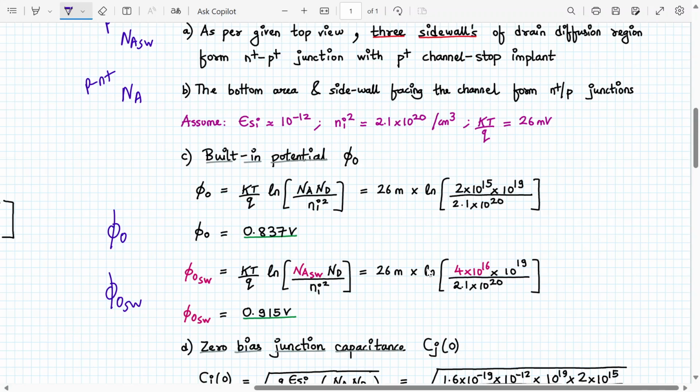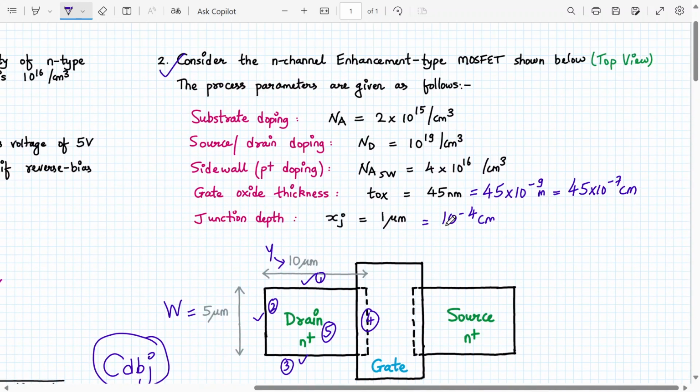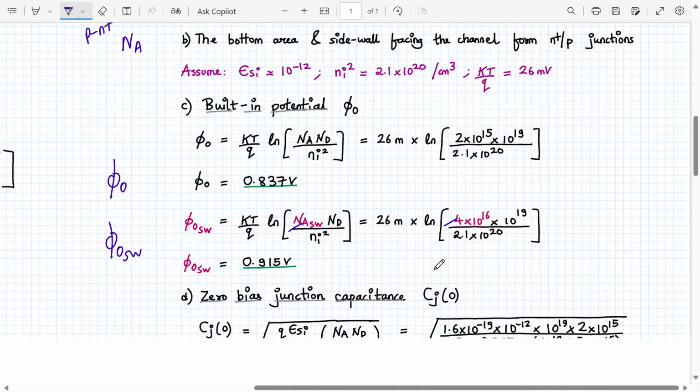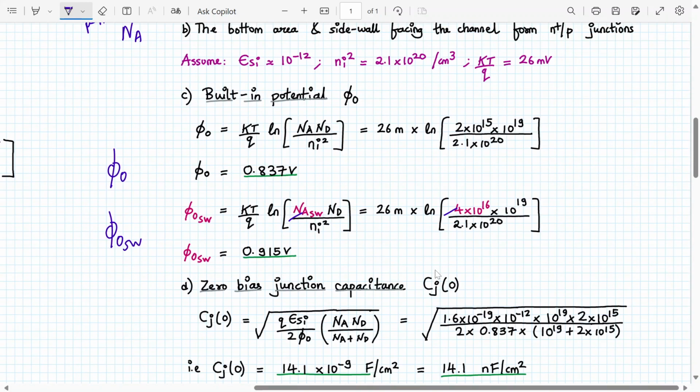So here what is the difference? Side wall doping will be substituted. So here is the side wall doping. Side wall doping is given as 4 into 10 is to 16. So you have to substitute this. We get a higher value of built-in potential for side wall, 0.917 volt.